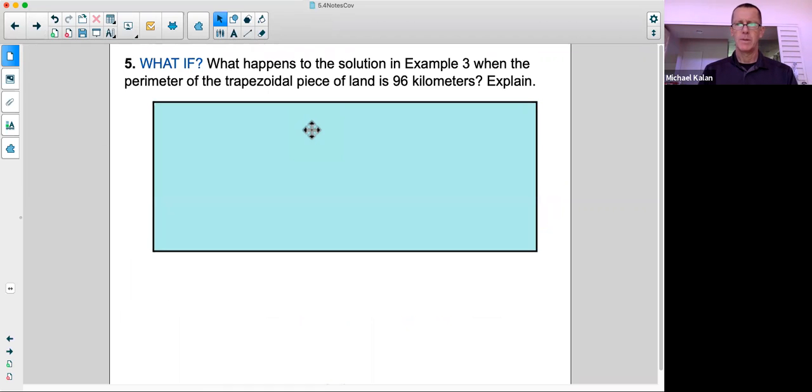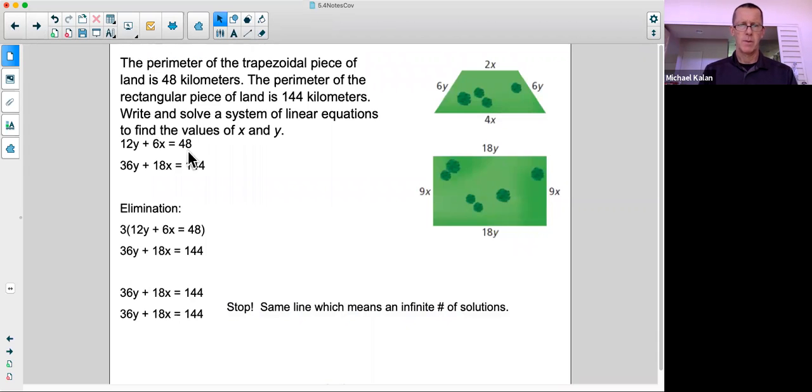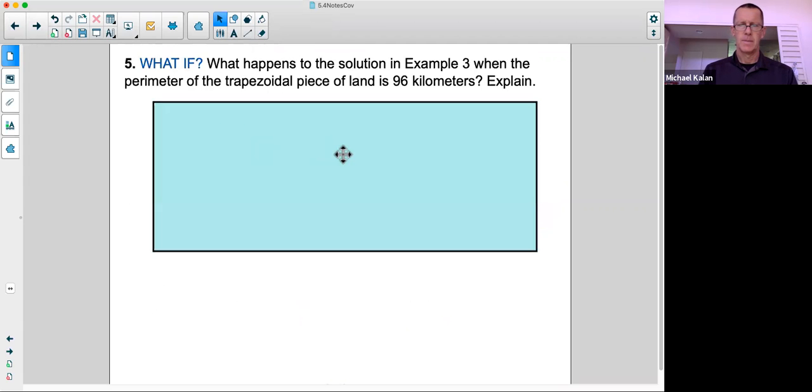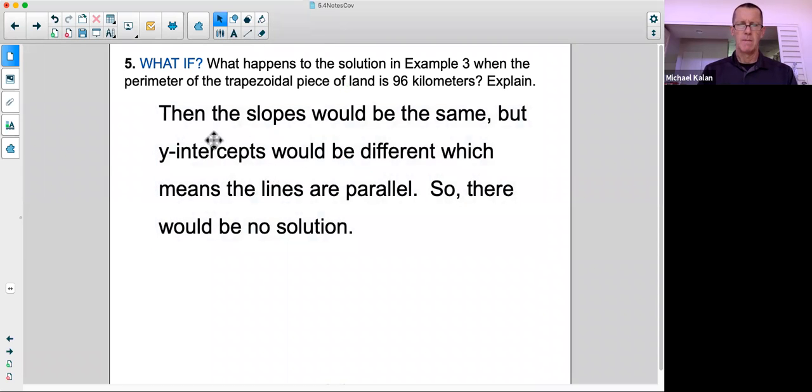Okay, what happens to the solution in example 3 when the perimeter of the trapezoidal piece is 96? So same problem here, but instead of 48, it's 96. So go ahead and try that. And when you're done with that, start the video. Okay, so what we would see is the slopes would be the same, but the y-intercepts would be different, which means the lines are parallel, so there'd be no solution.